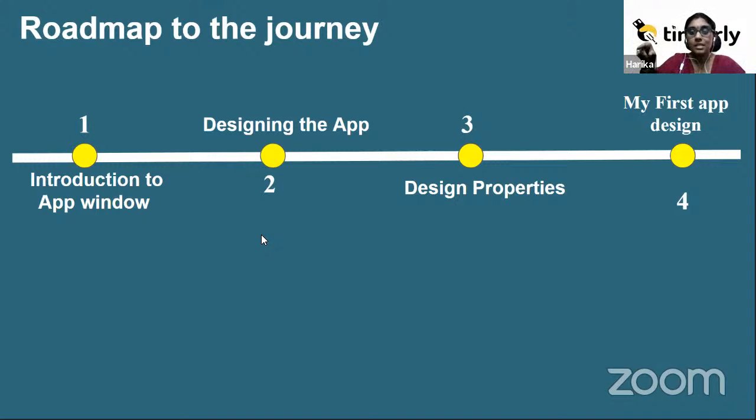The third step is design properties. In the design properties, I'm going to decide what the properties are for a particular image. Let's say I want a Hulk image. What background should the Hulk image have? What background should the Spider-Man image have? What should the alphabet be, what should the name of the alphabets be, what the color, what the background color, what the size? Those properties we will deal with in the third step. In the fourth step, we will design my first app, the Avengers app, with two different screens.